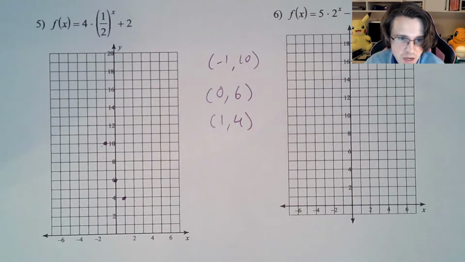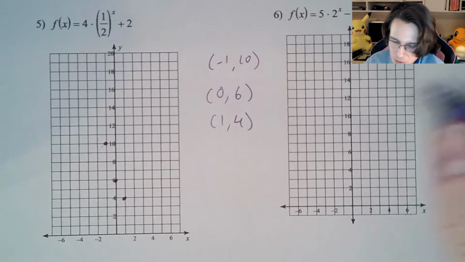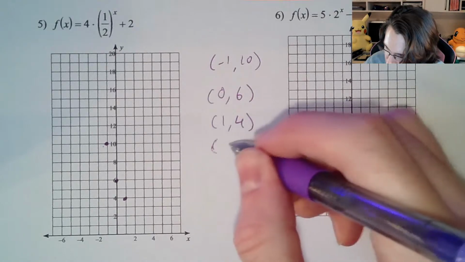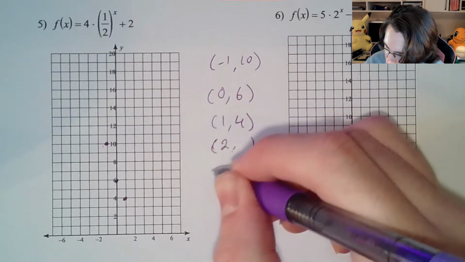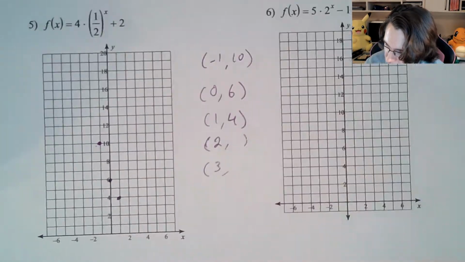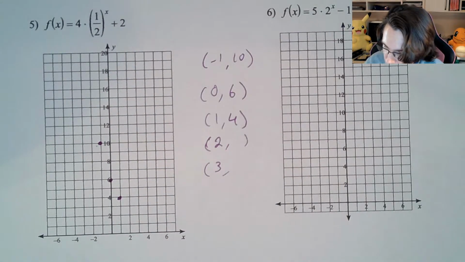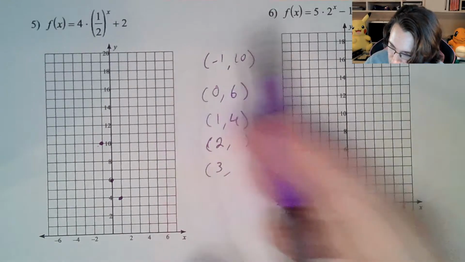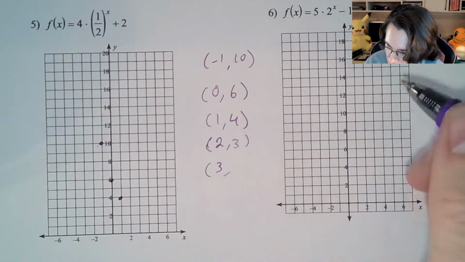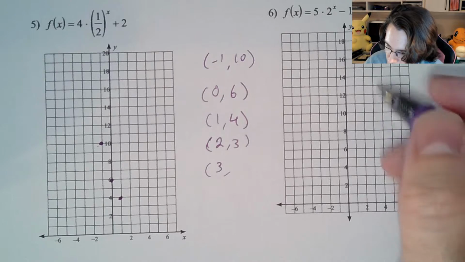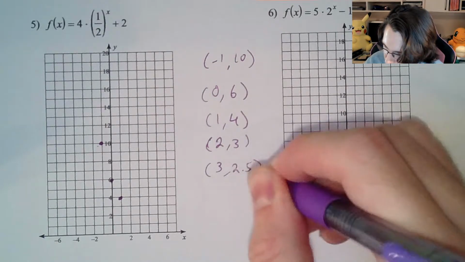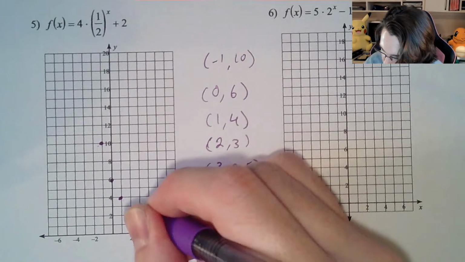Just for the sake of doing a better graph, I'm going to add more coordinates to this particular problem. You don't necessarily need to, but I think it will help with this one. So if I were to plug in 2 into this equation, let's see what would happen. You would get 3. And if I were to plug in 3 into the equation, I would get 2.5. And again, you can use a calculator for these, no big deal.